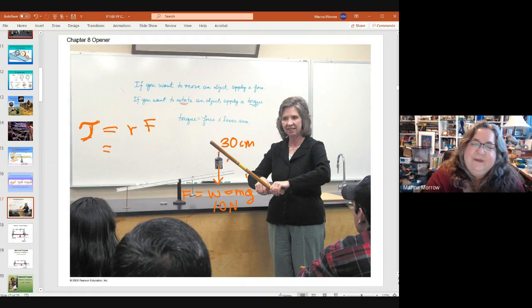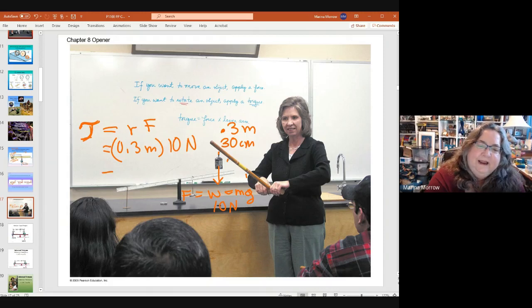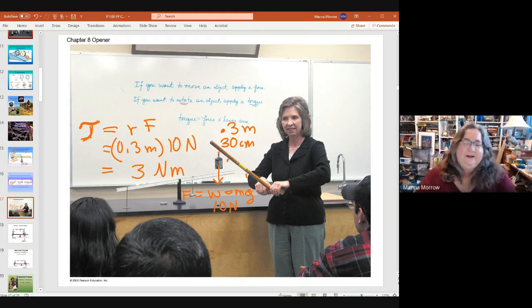And so 30 centimeters, I'm going to make that into 0.3 meters. And I'm going to multiply by the force, which is 10 newtons. And so that's going to come out to 3 Newton meters. And we just leave it as Newton meters because it doesn't make a new unit because they are not in the same direction. So it's not a joule.